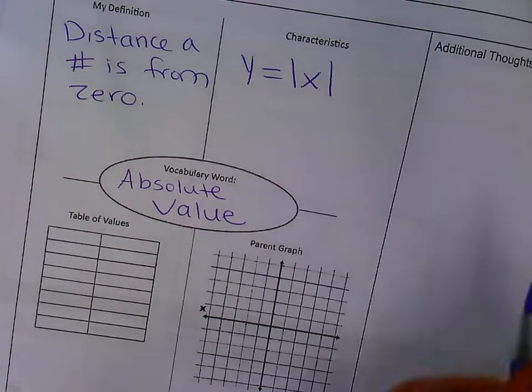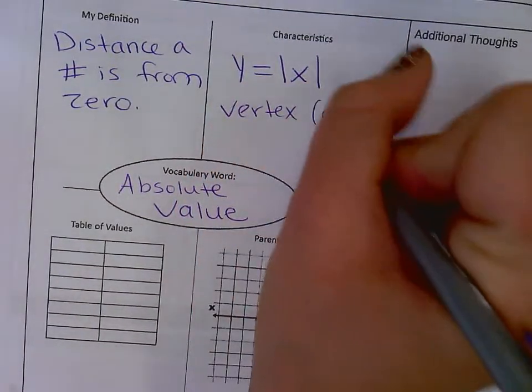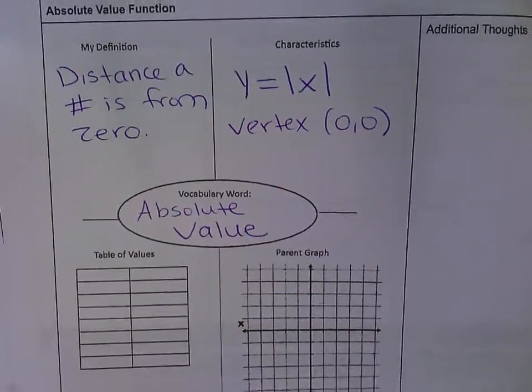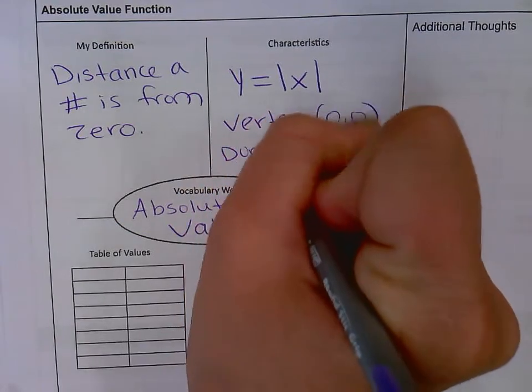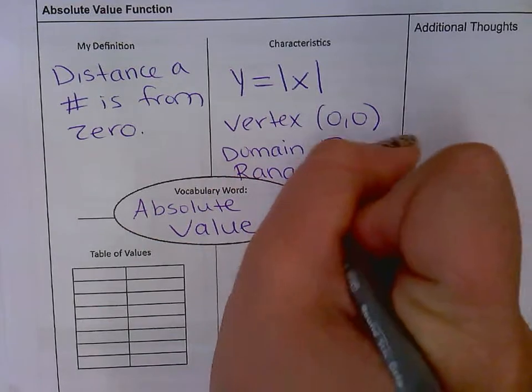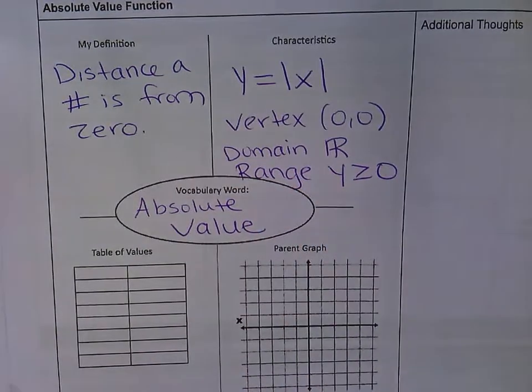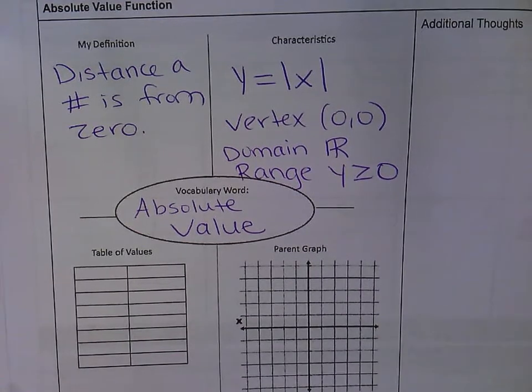Okay, so it has something called a vertex at 0, 0. That's kind of the bottom of the graph. And we already talked about its domain being all real numbers, and its range being y is greater than or equal to 0. So all those are facts about absolute value. I'll give you a second to write those down, and then we're going to fill in a table and a graph. This is one of the functions you'll have to be able to graph by hand.